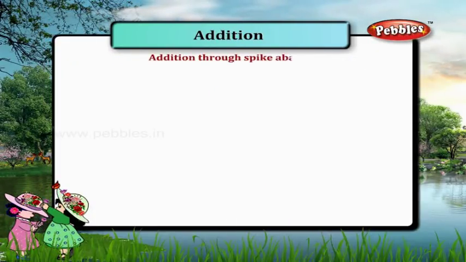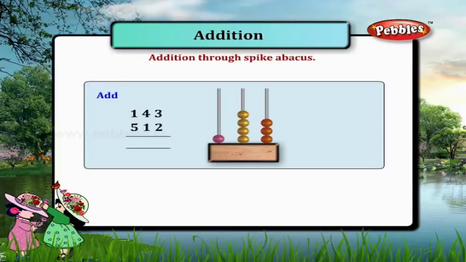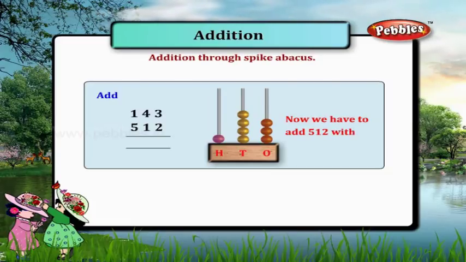Addition through spike abacus. Add 143 with 512. We already have 3 beads in the ones place, 4 beads in the tens place, and 1 bead in the hundreds place. Now we have to add 512 with 143.